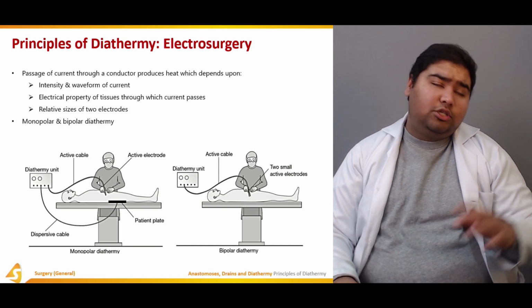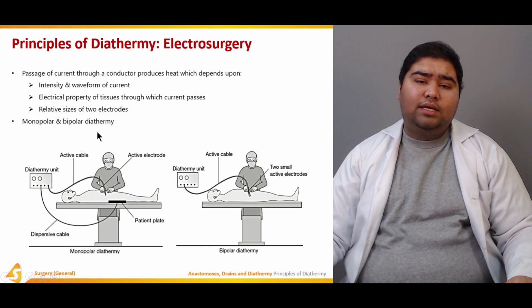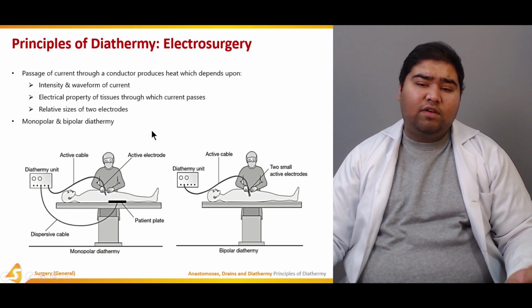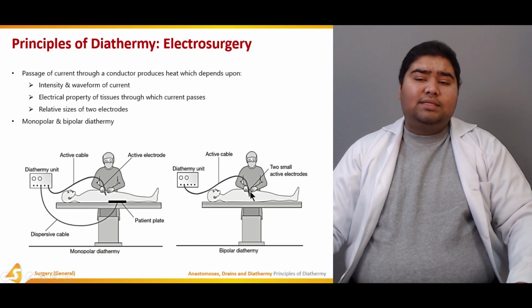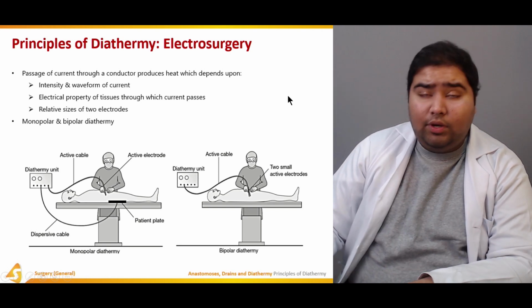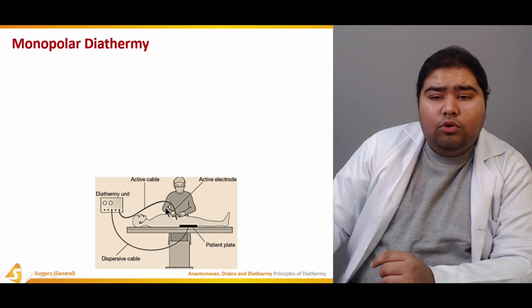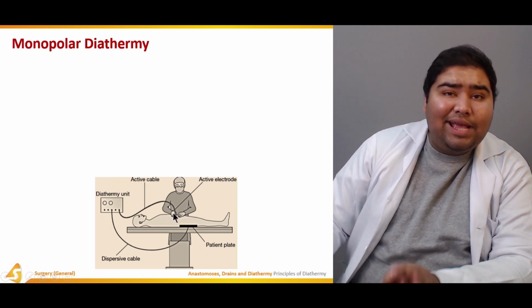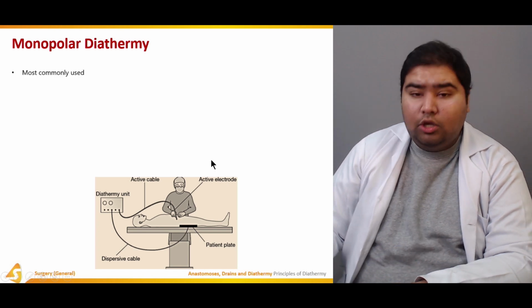Now, there are two types of diathermy, the monopolar diathermy and bipolar diathermy. We have talked about it before. This is the monopolar diathermy. This is the bipolar diathermy. We'll see what the monopolar and bipolar diathermy is. So, this is the monopolar diathermy, in which there is a single active electrode and there is a patient plate.